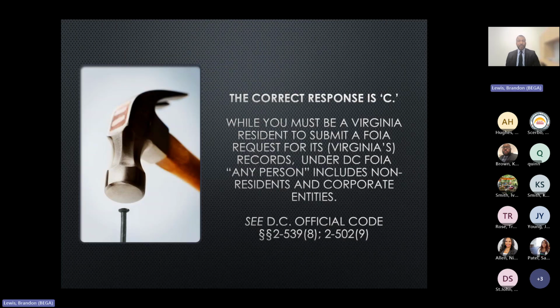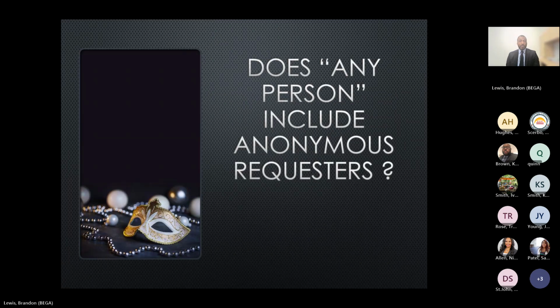Good, I saw a lot of C responses, and C is the correct answer. While, for instance, in Virginia, you must be a Virginia resident to submit a FOIA request for Virginia's records, under DC FOIA, any person includes non-residents and corporate entities. Does any person include anonymous requesters?